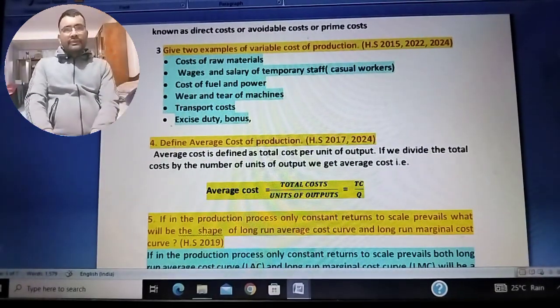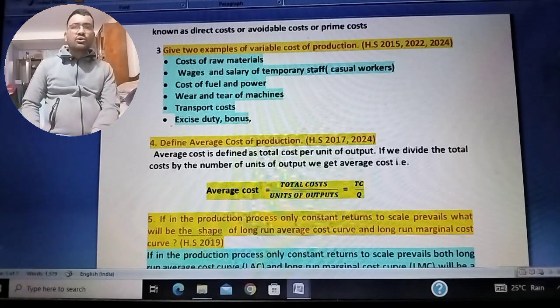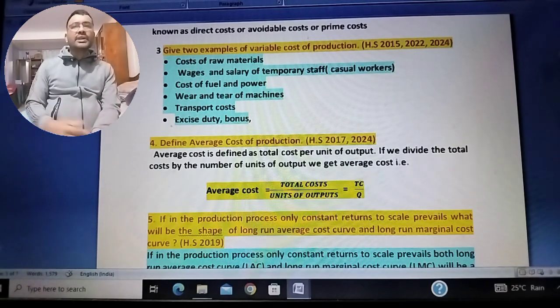So number 3 is, give 2 examples of variable cost of production. This question was asked in 2015, 2022 and 2024. So examples of variable cost of production are the cost of raw materials. If the cost of 1 unit is 2 rupees, then the cost of 5 units will be 10, and the cost of 10 units will be 20.